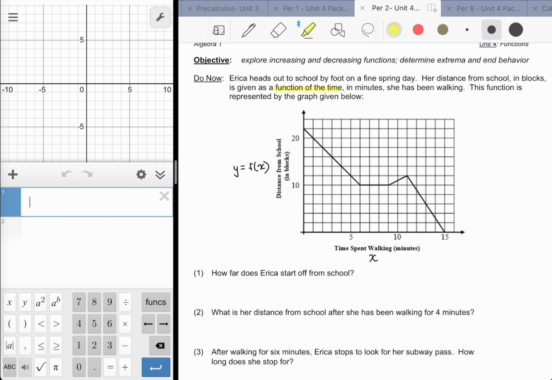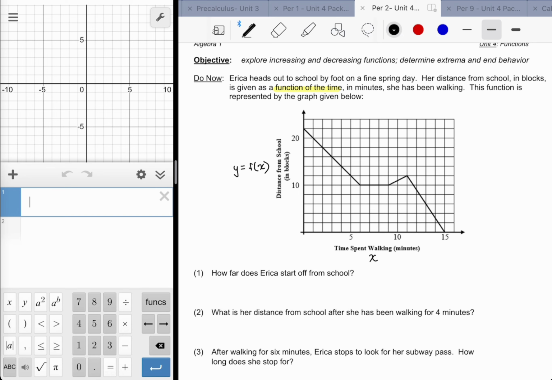So the first question is pretty basic. How far does Erica start off from school? But we have to understand that we're working towards being able to interpret this using the appropriate notation. We don't just want the answer, we want to state it using the appropriate notation, because that's what the expectation is going to be.